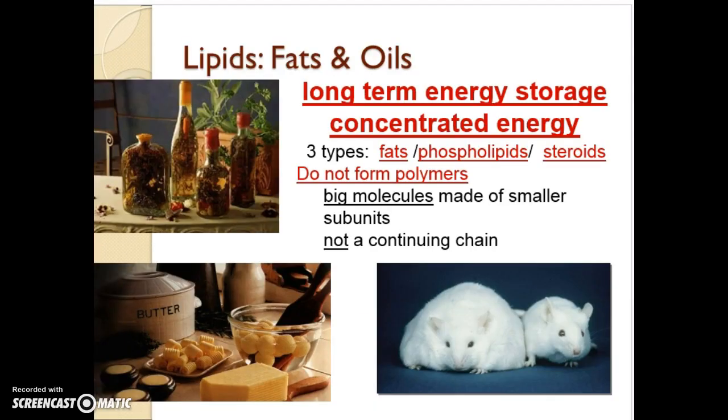So now on to lipids, fats, and oils. This is our last biomolecule. And we left this one for last because this is the only one that really isn't a polymer, because it's not a series of monomers joined together, but is formed from a number of subunits that are different. The function of a lipid in general is long-term energy storage and very concentrated energy, and we'll see how that occurs with its structure.